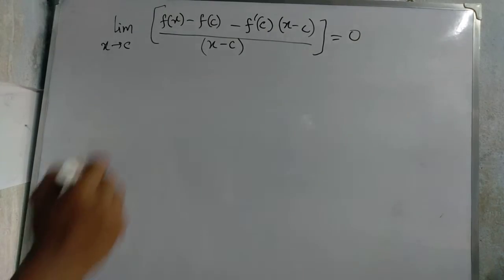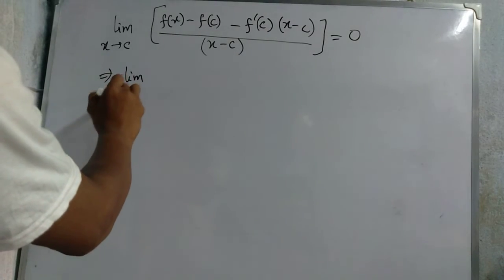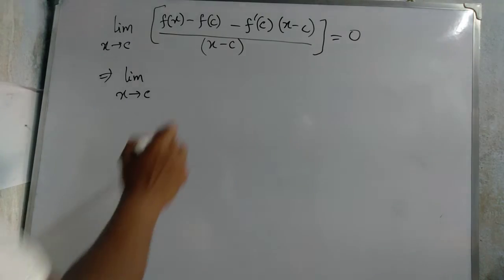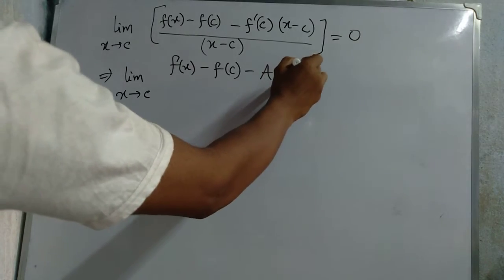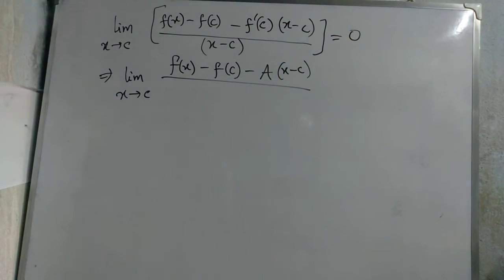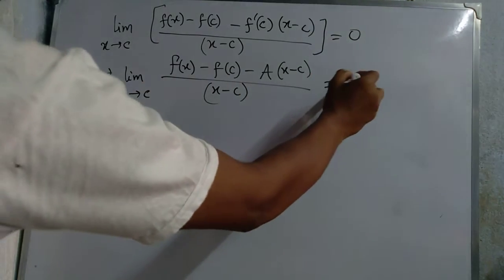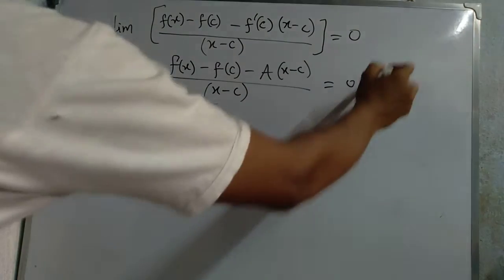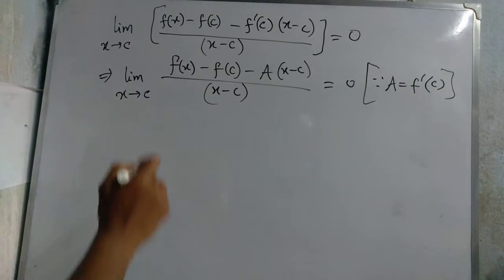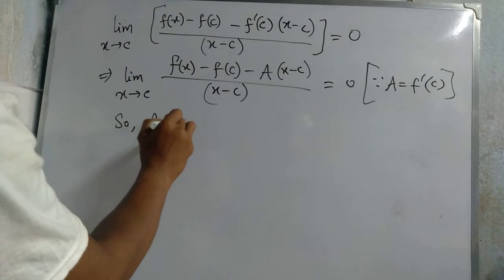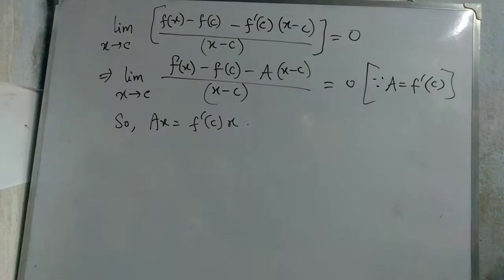This equals 0. This implies limit x tending to c of (f(x) minus f(c) minus a(x minus c)) divided by (x minus c) equals 0, since a equals f dash c. So a(x) equals f dash c(x). Now this also gives the definition of derivative.